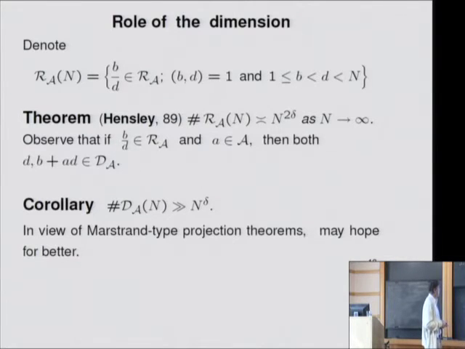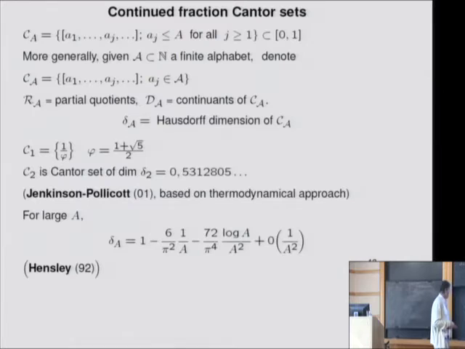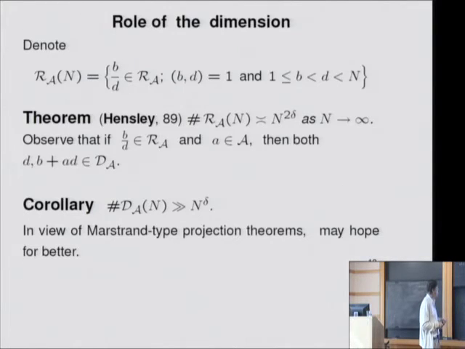So a few more things. When I speak about delta, this is the delta which is written here. This is the dimension of the Cantor set in 0,1. So what Hensley proved is that if we go back to the rationals now, B over D, which are in R_A, so continued fraction bounded by A, and we want B and D bounded by N, then the number of elements in R_A,N is going to be of the order of N to the power 2 delta.